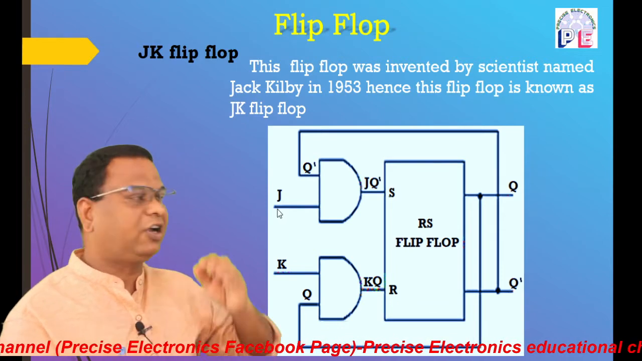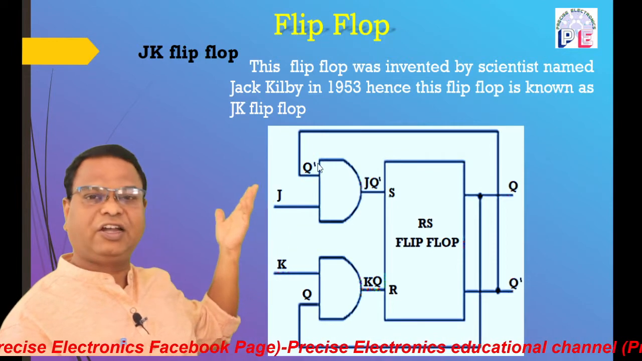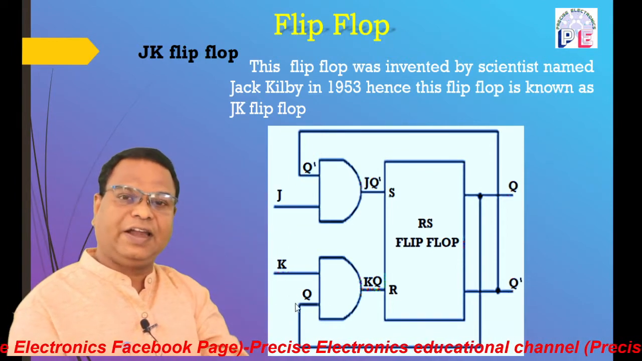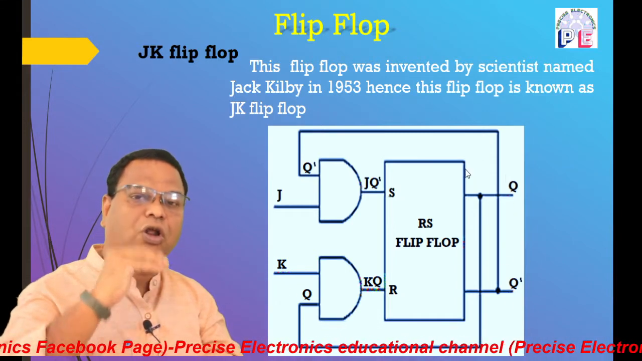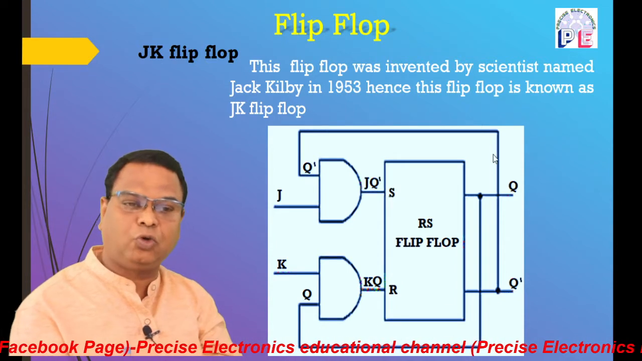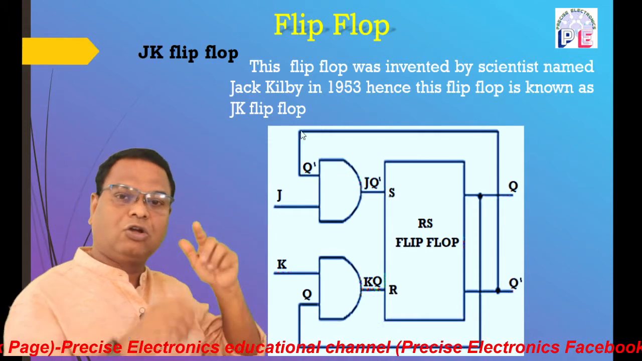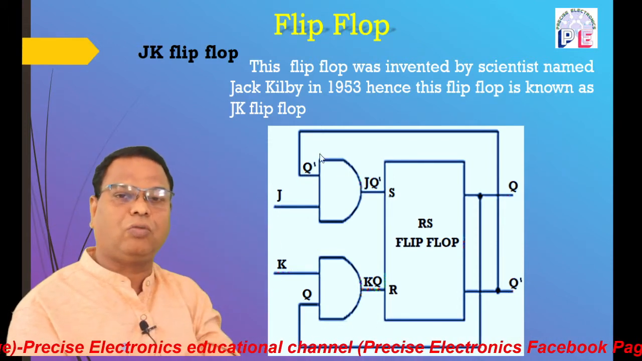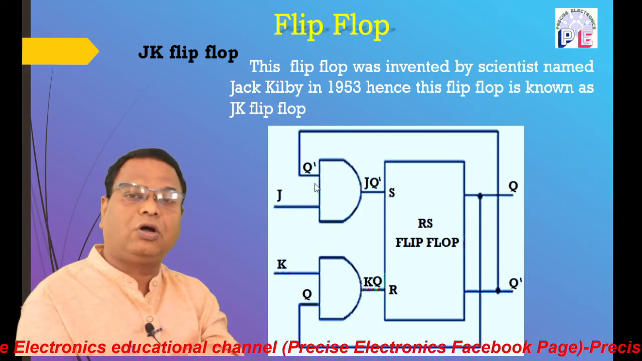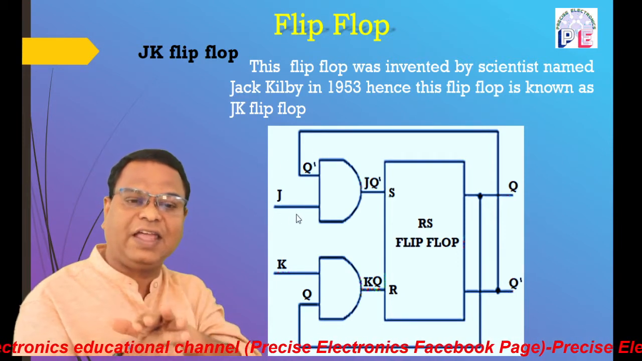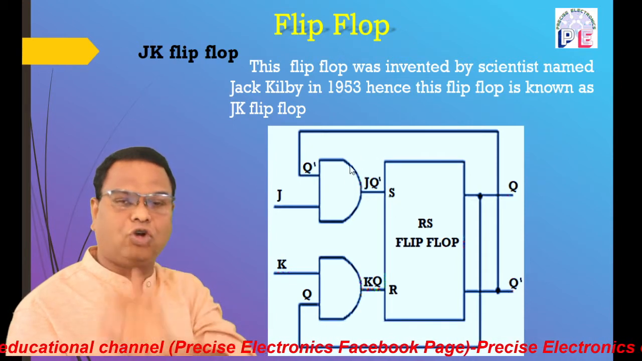So J and K are the trigger inputs applied to these AND gates, and along with the trigger inputs, the outputs are fed back to the inputs. The inputs for the upper AND gate are the external trigger, that is the J input, and the complement of the output, that is Q bar or Q complement, which is connected as another input for the upper AND gate. So the inputs for the first, upper AND gate are J and Q complement. Hence the output of the upper AND gate is J Q complement.